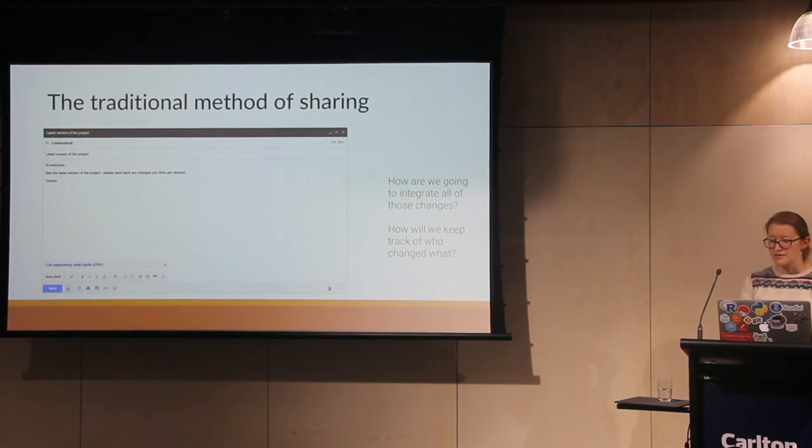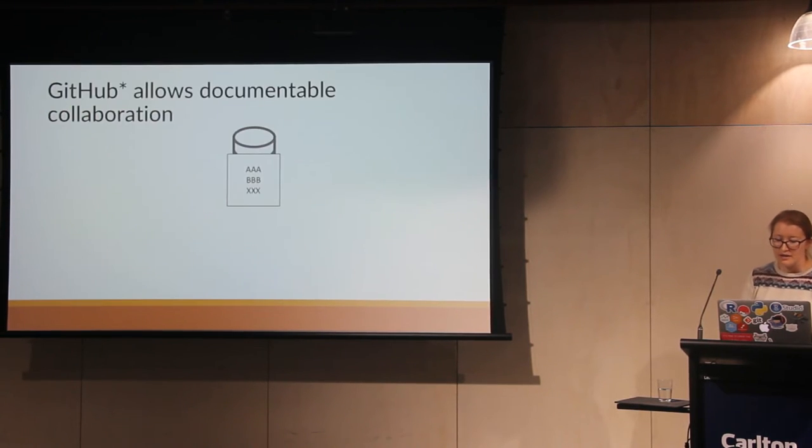So remember how I spoke about remote repos in the last section? Well, remote repos are web-based project folders that can be accessed by multiple people. There are a number of sites that allow for the use of remote repos, but one of the most popular, and obviously the one that I use, is called GitHub. GitHub has a bunch of functions, but for this talk, let's have a look at how it can be used for simplified and, more importantly, documentable collaboration.